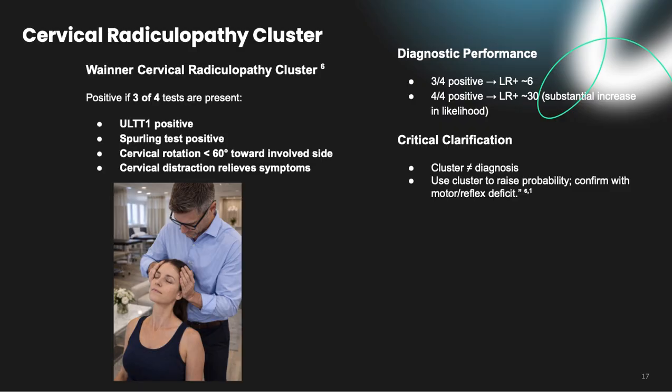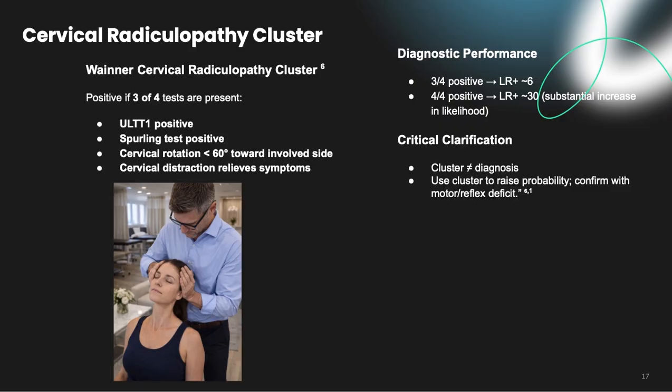The interpretation here is that 3 out of 4 positive findings meaningfully increases the positive likelihood that they're dealing with something with cervical radiculopathy, and the positive likelihood ratio is about a 6. Okay, with 4 out of 4, you get a major change, which is about a positive likelihood ratio of 30. Knowing that a positive likelihood ratio of 10 is considered a significant improvement. So 6 is good, 10 would be great, 30 is through the roof.